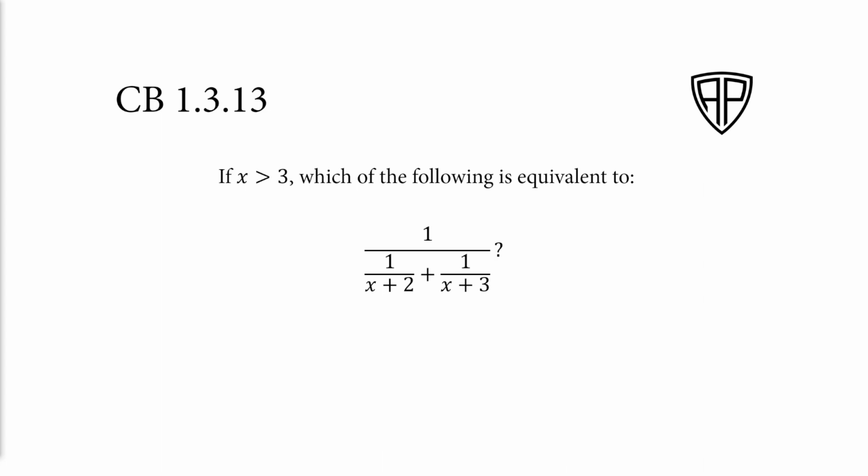The first thing that stands out to me is that I have a fraction, which is comprised of the number 1, over a denominator which is itself the sum of two fractions. It's the sum of 1 over x plus 2 and 1 over x plus 3. So the first thing I want to do is simplify my denominator into something that makes more sense and go from there. So I'm going to start by simplifying the denominator.